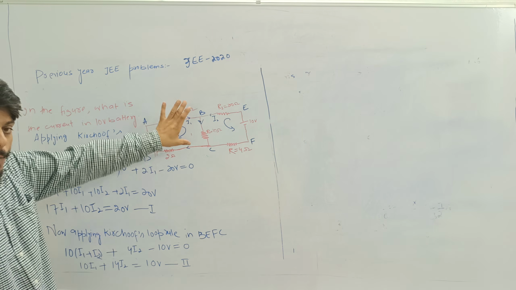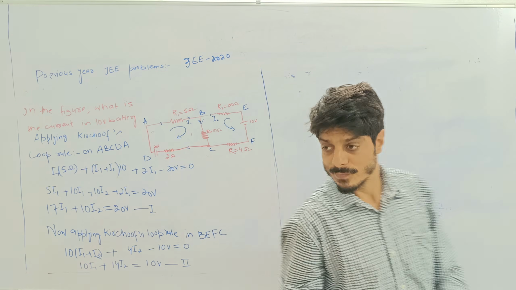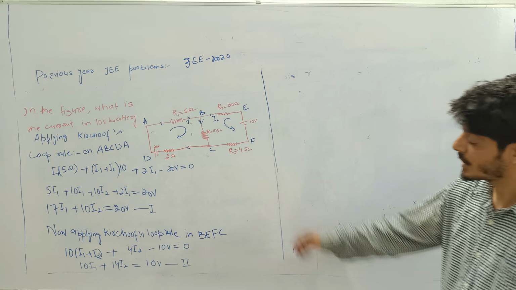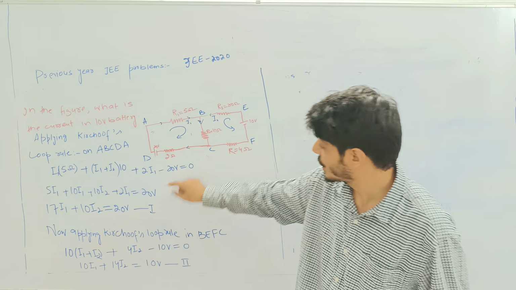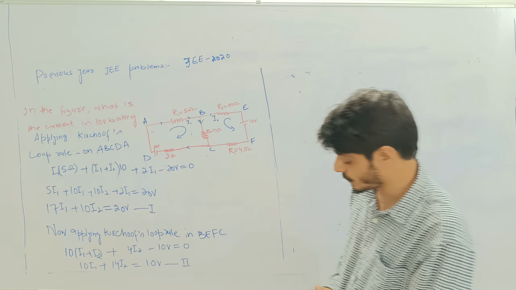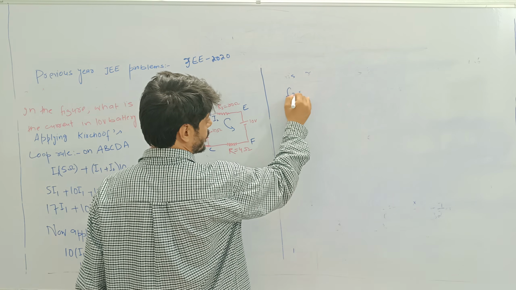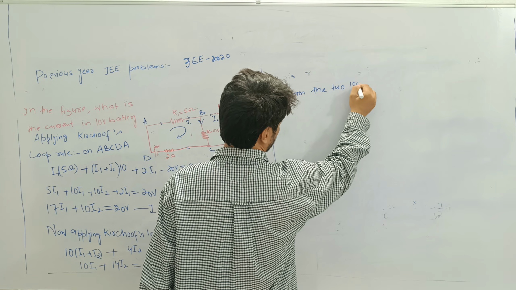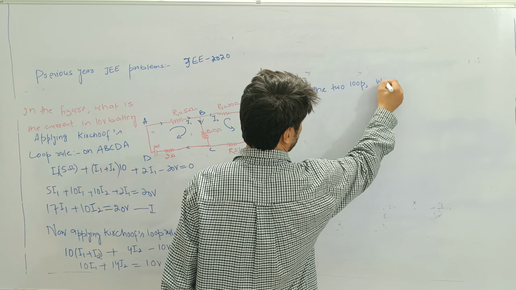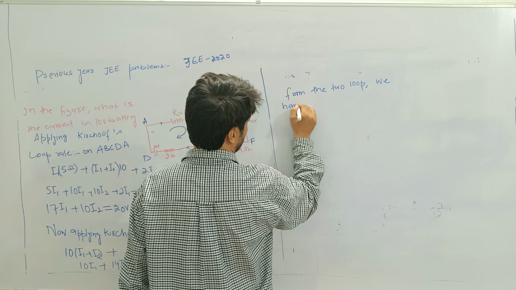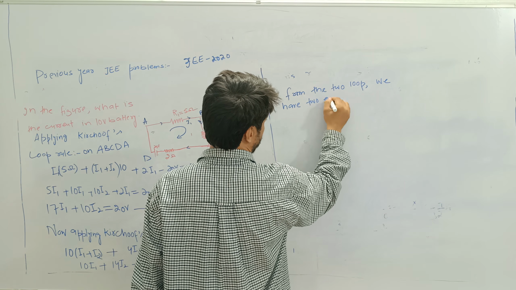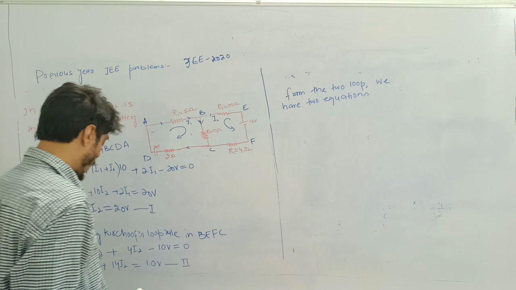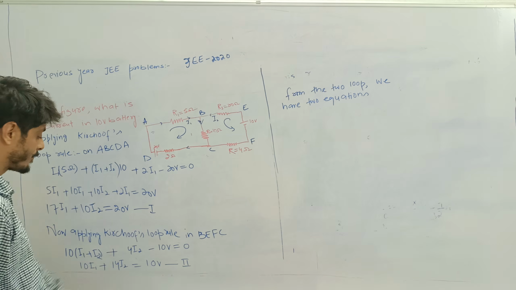From this circuit, after applying Kirchhoff's loop rule, I have got two equations. From this loop I have got this equation, and from this loop I have got that one. So from the two loops, we have two equations.